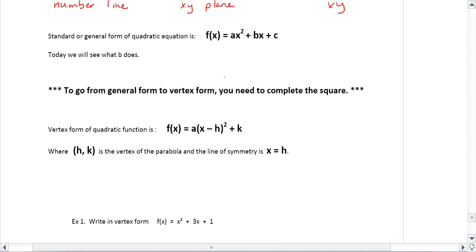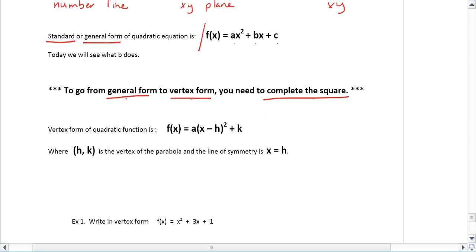A bit of review now from 6.1. We learned that the way we write the general form or standard form of a quadratic is the x squared term, the x term, and then the constant. One of the things we're going to talk about today is to be able to move from the general form into the vertex form. And we'll also be going backwards from the vertex to the general. To go from general to vertex, you need to, yes, it's back, complete the square.